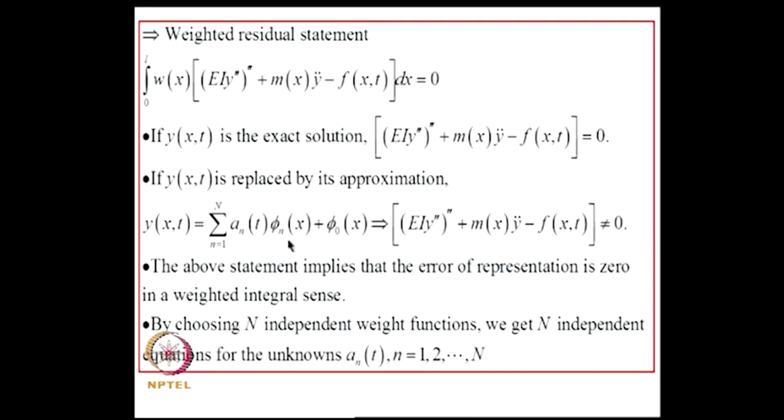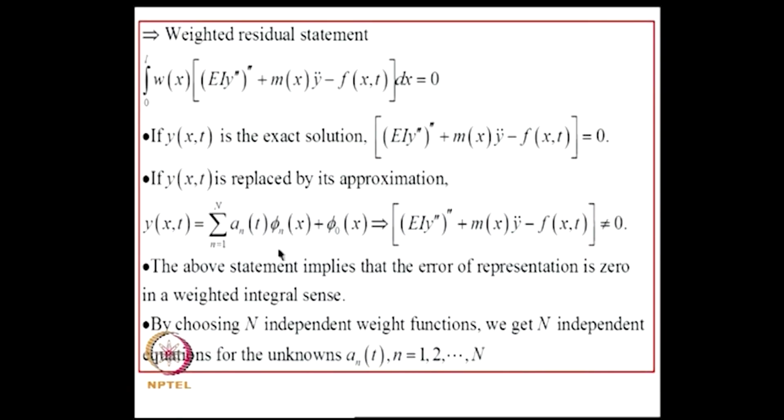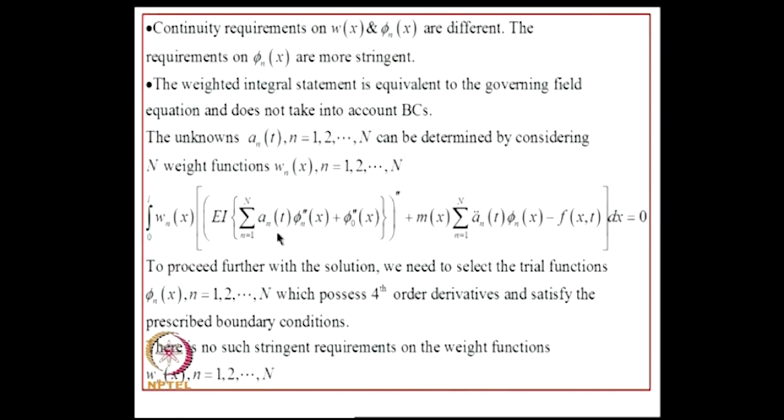To construct trial functions which are differentiable up to 4th order requires a fairly elaborate representation for phi n of x, and that leads to increased computational burden. So we want to reduce the demand on differentiability on phi n of x. So what do we do? The observation is that the continuity requirements on W of x and phi n of x are different. The requirements on phi n of x are more stringent.